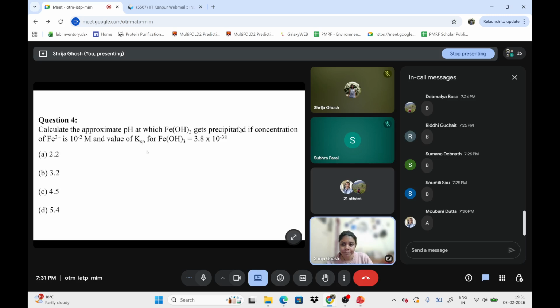I've given you enough hint, so I think you will be able to solve it. You have the solubility product given, 3.8 into 10 raised to the power of minus 38. Write it in terms of the concentration of Fe3+ and OH- ions. Then calculate the concentration of OH-. From that, we have learned how to calculate the pH in the previous session. So you should be able to calculate that.